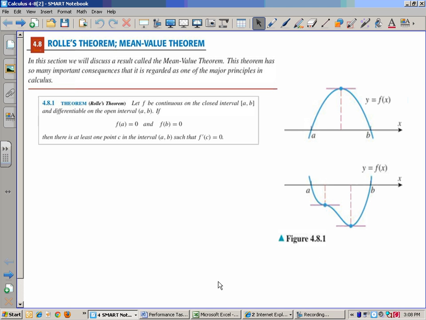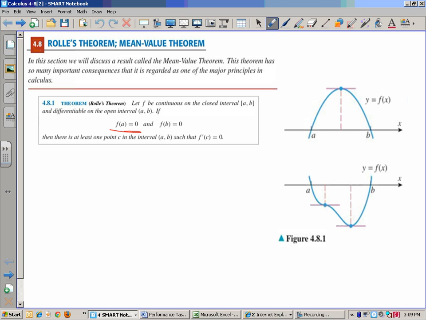All right, so 4.8, this is our last section in chapter 4. We're going to talk about the mean value theorem and then more specifically Rolle's theorem. So Rolle's theorem states that on any closed interval, if you're differentiable on the open interval, which means a smooth, continuous curve, no cusps, points, corners, then you have at least one point in that interval where the situation occurs.